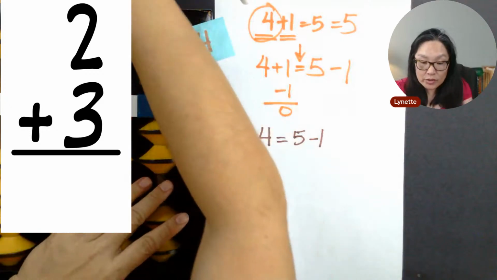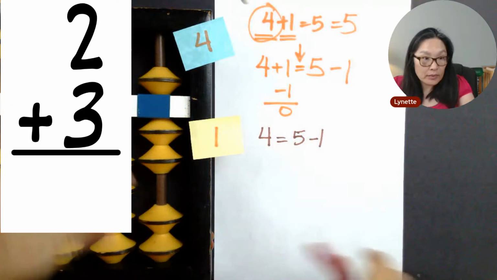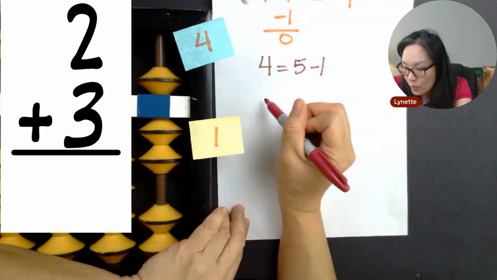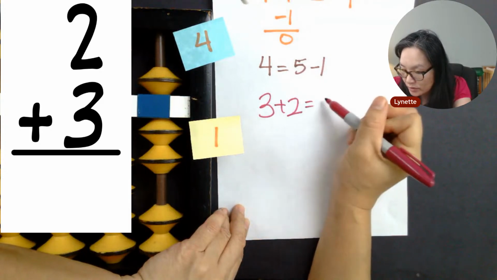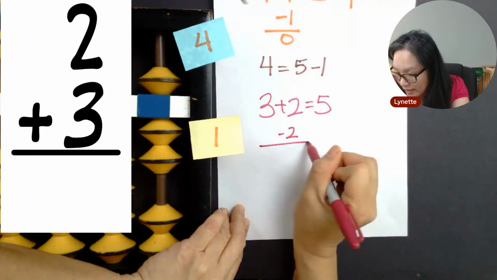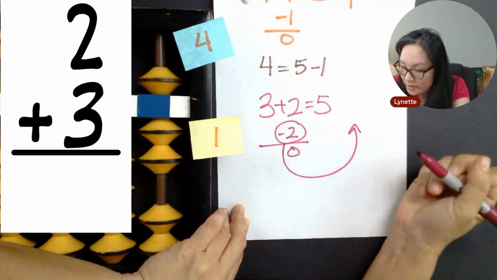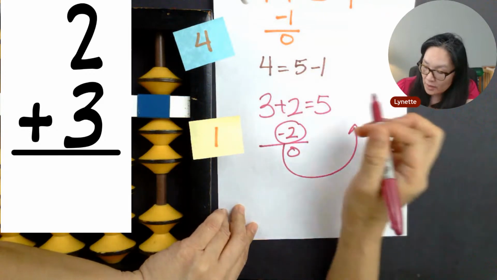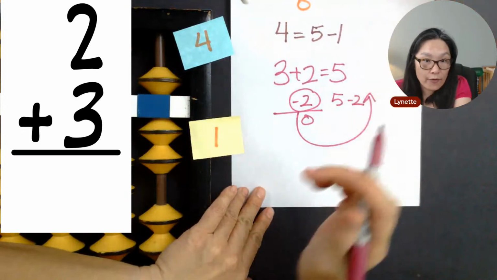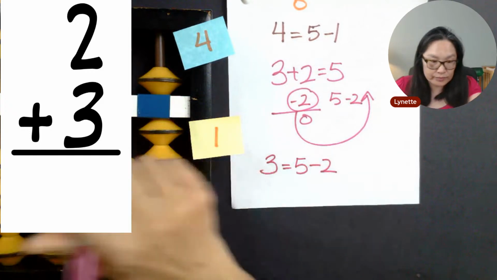So now let's do 3. What is the family of 3? No, not family. What is the friend of 3? So we are going to go back. It's 3 plus 2 is equal to 5. What happens? Well, we're going to take away the 2, right? And that'll be 0. And then we're going to take this 2 and move it to the other side. So it's 5 minus 2. So our formula is 3 equals 5 minus 2.